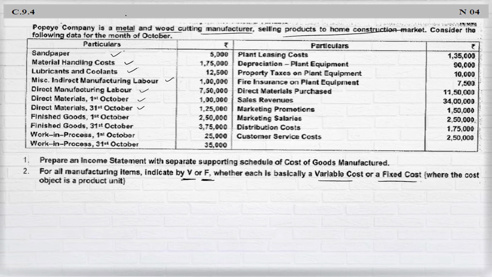First, I am segregating all the cost. Sandpaper for this company, a metal and wood cutting manufacturer, is not a direct raw material. It is again a factory overhead. It is indirect material. Material handling cost is factory overhead.